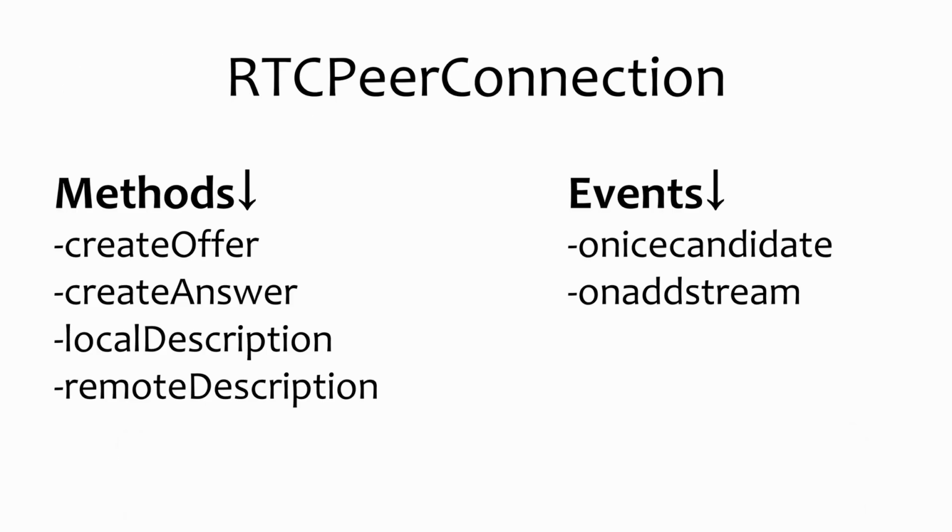So the last one is RTCPeerConnection, the API for creating peer-to-peer connections, and it is the key to our real-time audio and video communication. In this API, four media negotiation methods are used. They are createOffer, createAnswer, setLocalDescription, and setRemoteDescription, along with two important events, onicecandidate and onaddstream.